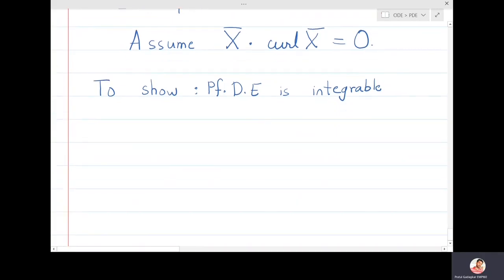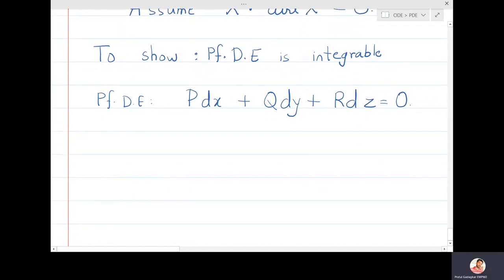Now look at the Pfaffian differential equation. The Pfaffian differential equation is nothing but P dx plus Q dy plus R dz equal to 0. Now, let us make our life a little bit simple. Can I reduce this Pfaffian differential equation of three variables into two variables? Because we know something about Pfaffian differential equations of two variables, that a Pfaffian differential equation of two variables is always what? Always an integrable Pfaffian differential equation. That is the first theorem of this particular chapter, right? Of this section, I will say.